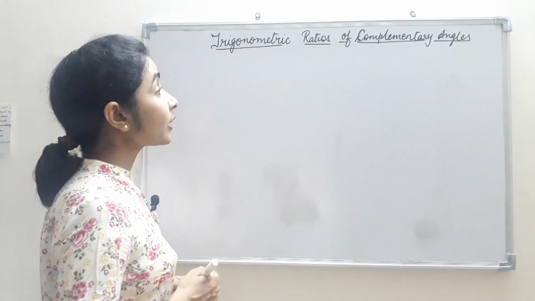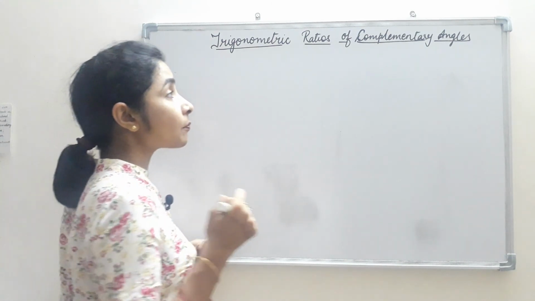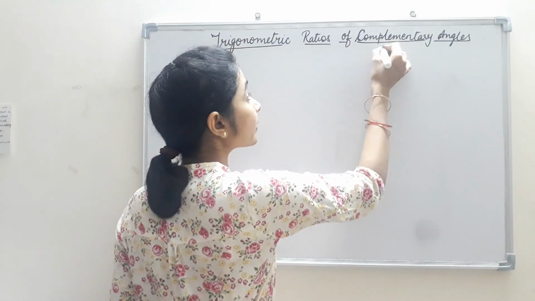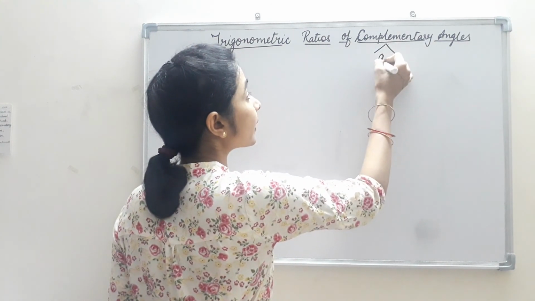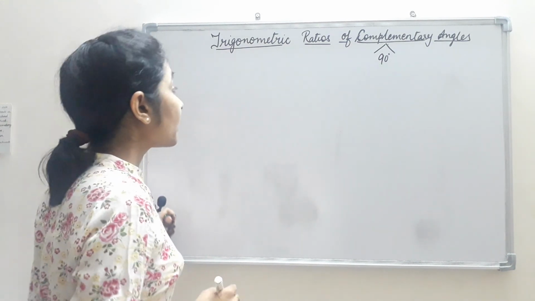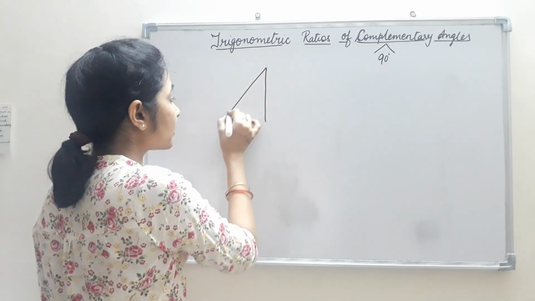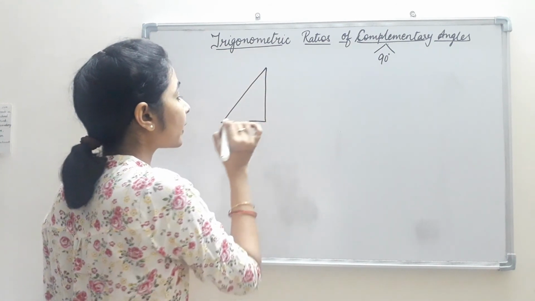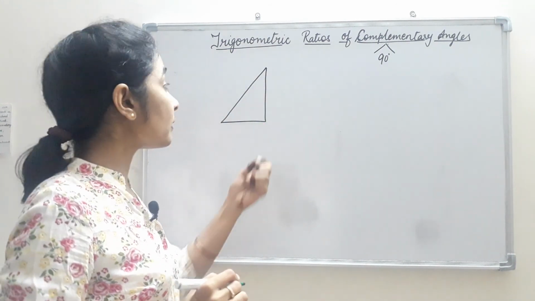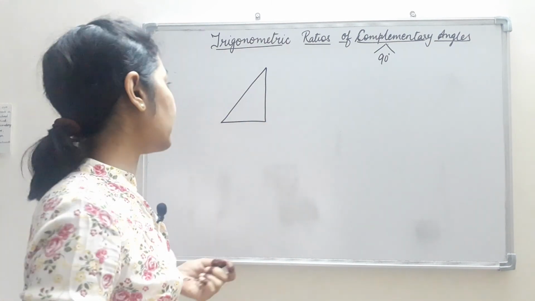Now here, complementary angles. First of all, we should know the meaning of complementary. Complementary means two angles whose sum is equal to 90 degrees. They are called the complementary angles. Now if we see in this right angle triangle, trigonometry is related to 9th and 10th class. We are having trigonometry in which we are studying mostly about right angle triangles.